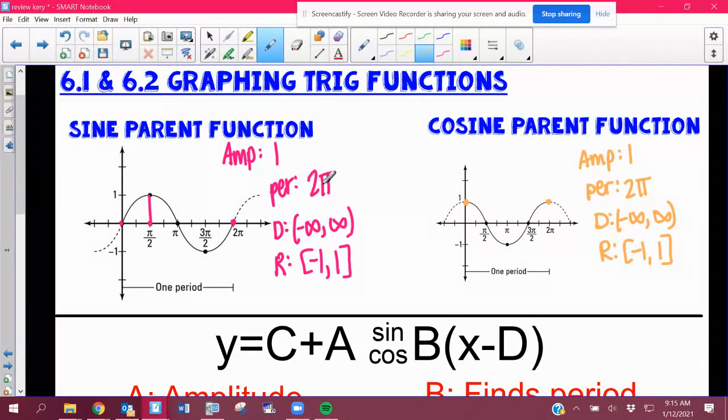So again, these are going to be exactly the same. Sine just starts at a middle point going up, whereas cosine starts at a top. Cosine looks like a cup. Sine looks like a snake, except for, wow, I totally just missed that graph. Okay, so those are your parent functions.